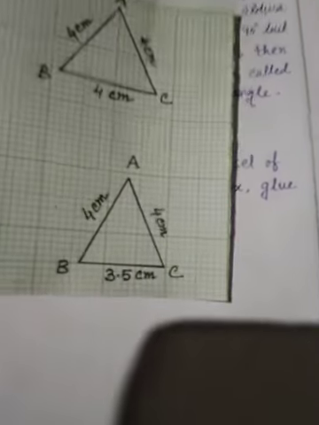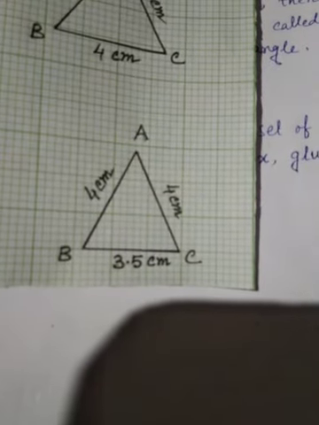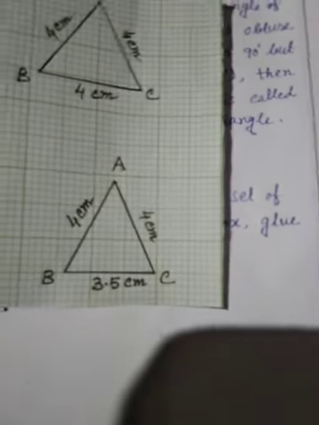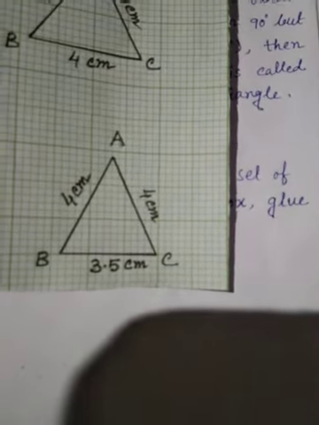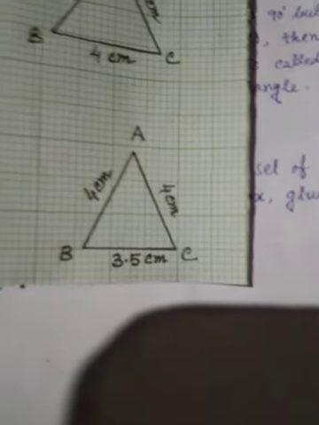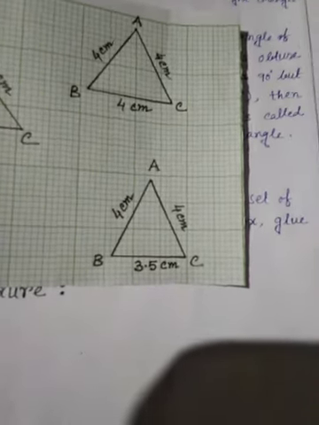Now let us move to the third triangle. Yes, this one. Which type of triangle is this? You have to write it in the observation part. Okay, here we can see AB and AC both are equal, whereas BC is unequal. So which type of triangle is this? That part you have to write in the observation part.